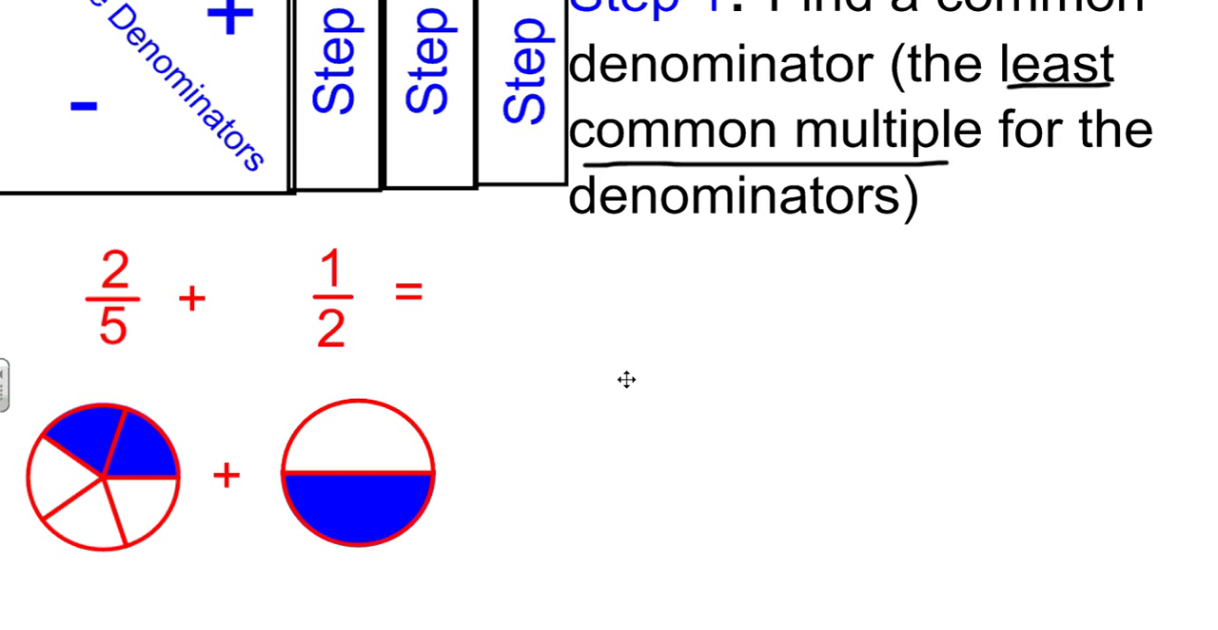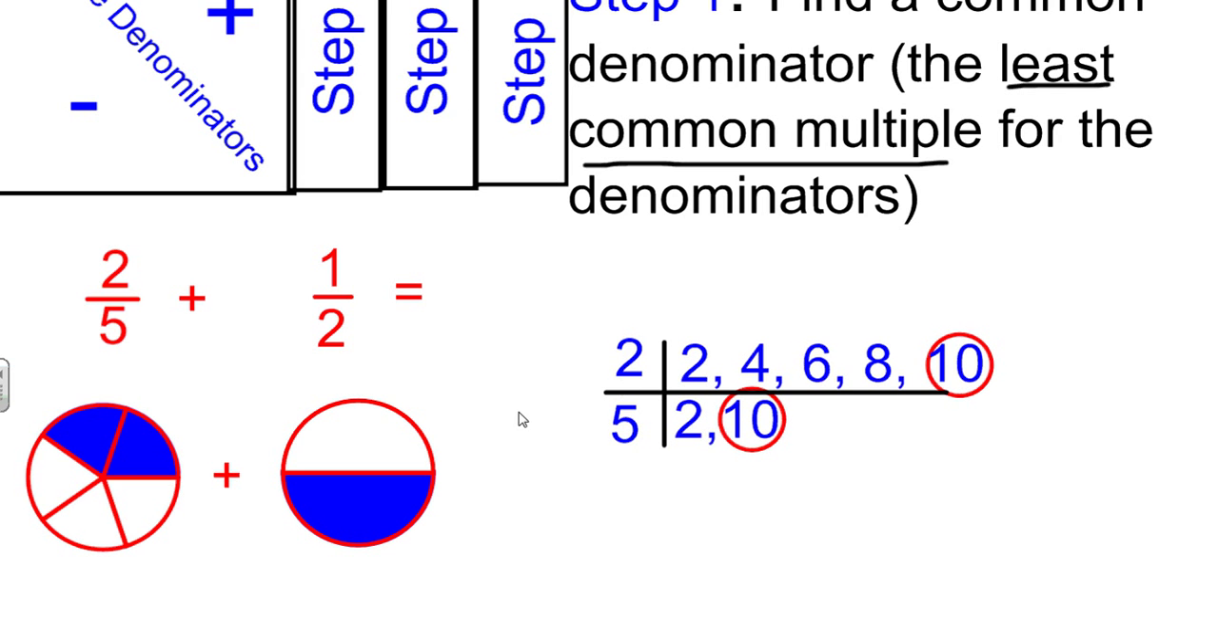If you remember the listing method, we have 2 and 5, and we can list all the multiples of 2 and 5 until we find the common one. And here we find 10. So our new denominator is going to be 10.